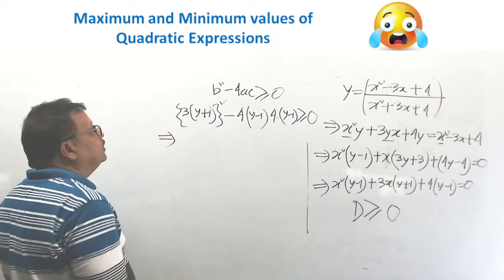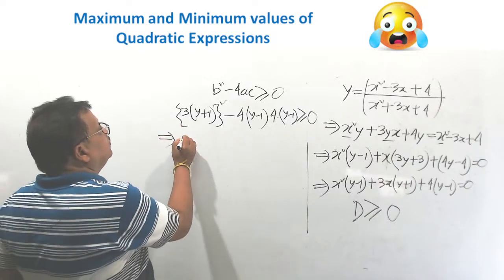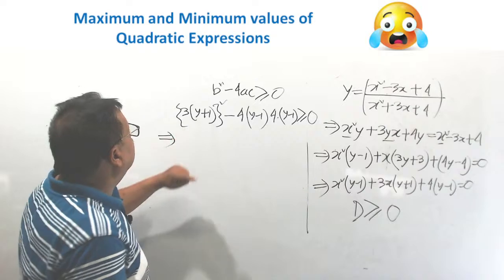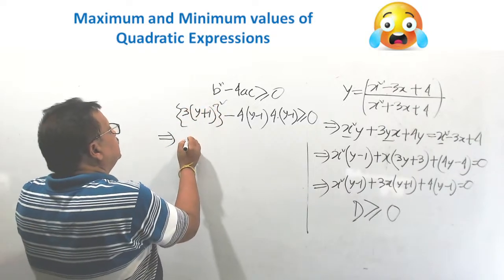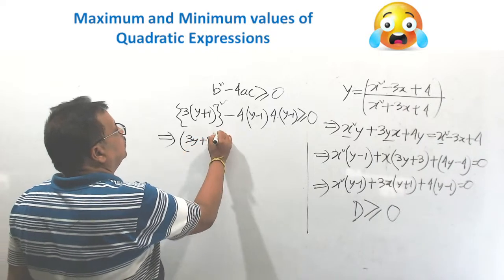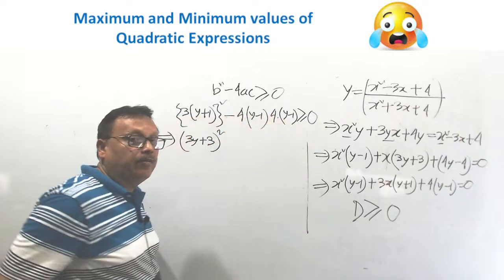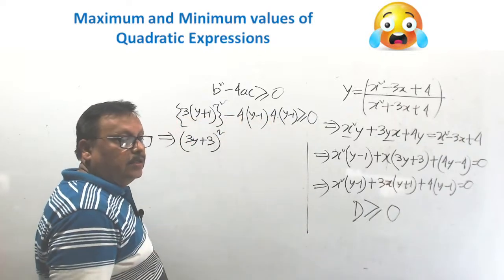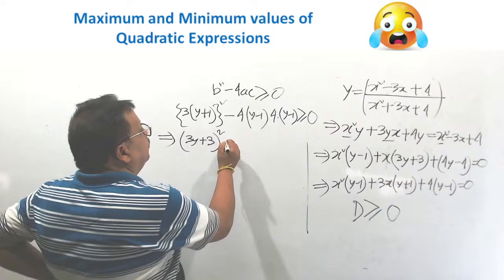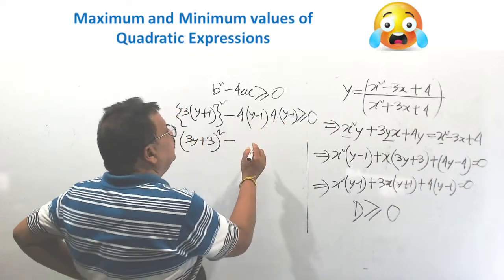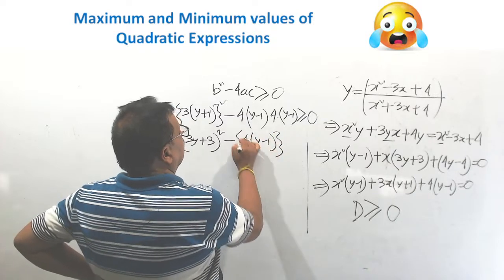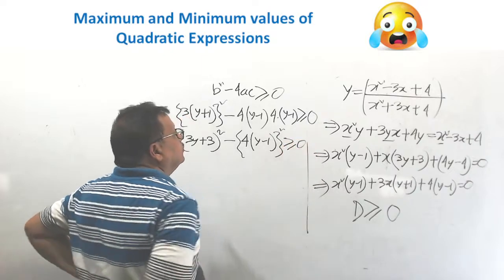This implies, don't mix it up, that 3y plus 3 whole square. Understood? We will use the a square minus b square formula: 3y plus 3, minus, 4 fours are 16, that means 4 into y minus 1 whole square, greater than or equal to 0. Understood or not?